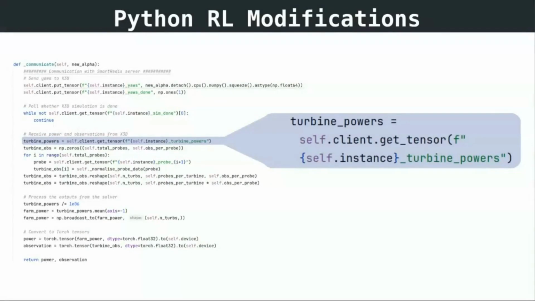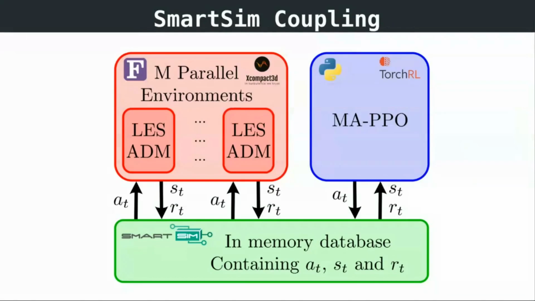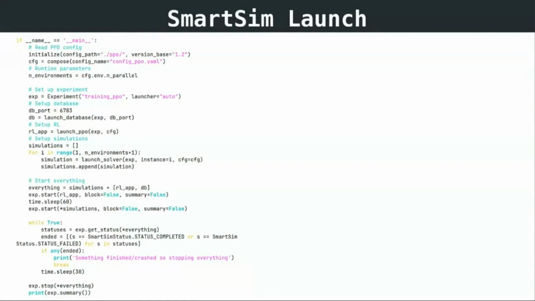And then on the Python side, we have a communication. Again, we use the Python SmartRedis API to collect that tensor into our RL algorithm, and then we also reset those flags to allow our simulation to pause. So then we have these small modifications to both sides that allow us to do this coupling through SmartRedis. Yeah. So then we also used SmartSim to orchestrate this.